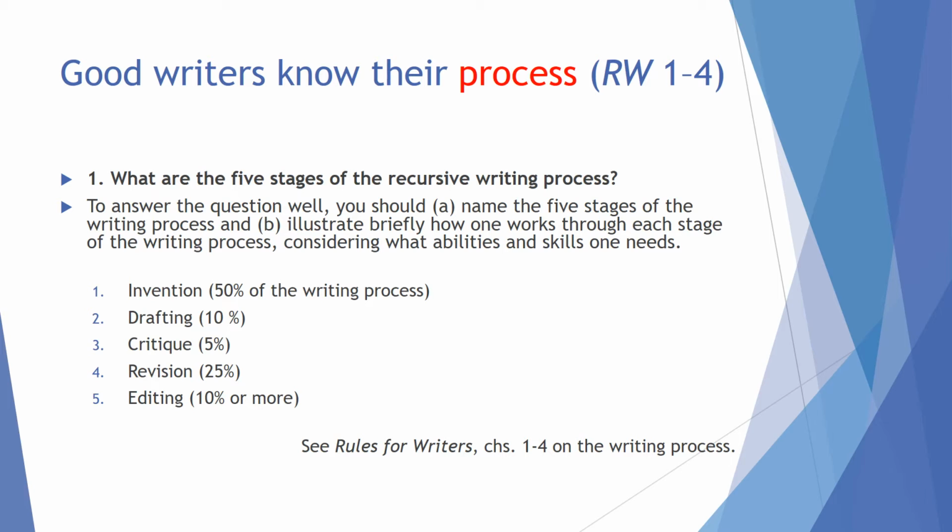Now, editing, finally, accounts for the final 10% of time and effort, depending on one's skill level. When editing, one pays attention to sentence level clarity, correctness, and concision, that is, reducing wordiness, as well as rechecking citation of sources of information and rechecking document design and titles for correctness and effectiveness. So see Rules for Writers, chapters 1 through 4, on this writing process.